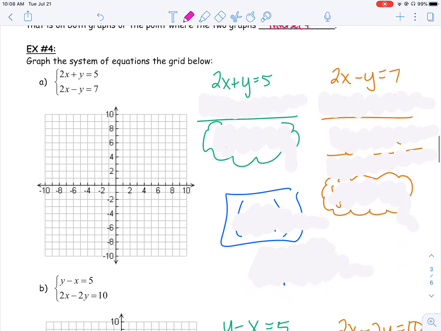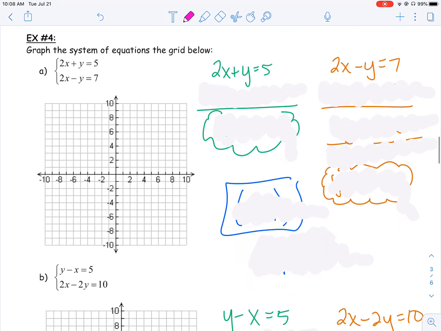Let's do a few examples. If you look at example number 4, it asks us to graph the system of equations on the grid below. So what we want to do is graph both lines. Once we graph both lines, we want to figure out where they cross. The point that they cross is going to be our solution to the system. It's going to be the x and the y that work in both equations.